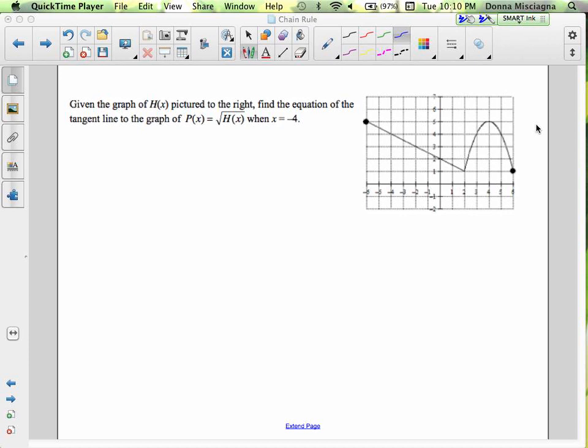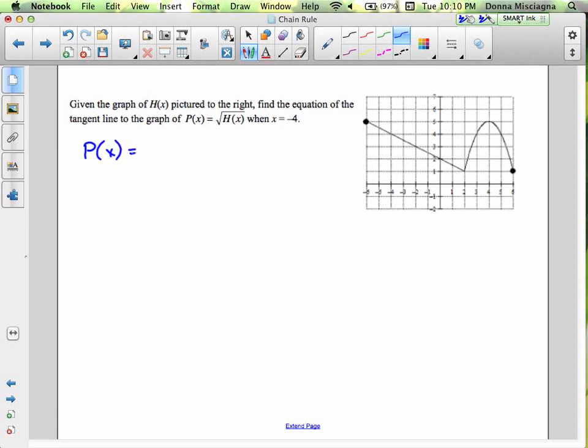All right, so p of x is going to be this function here, the square root of h of x. So we're not even going to look at that graph until we take the derivative, and then using the chain rule, and then we can go to our graph to get some information. All right?